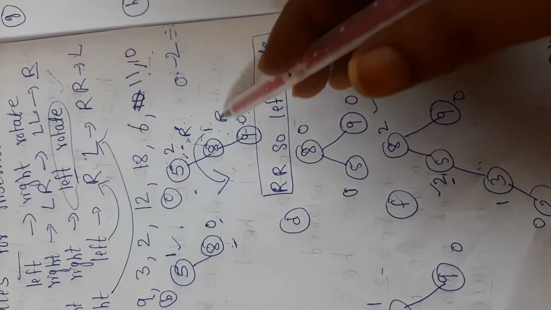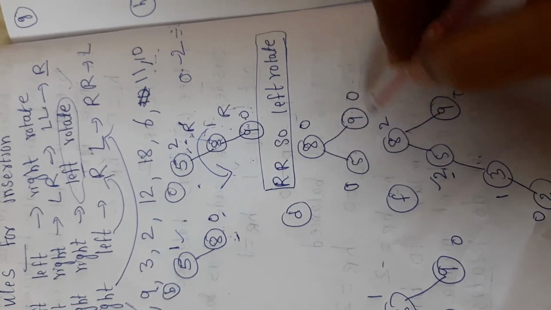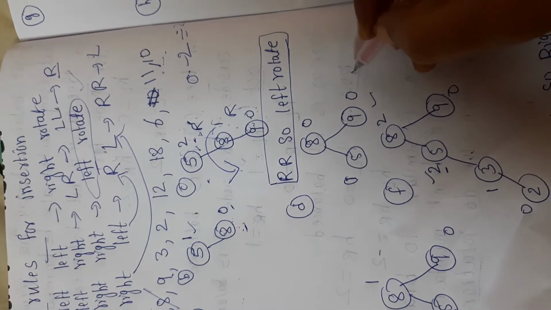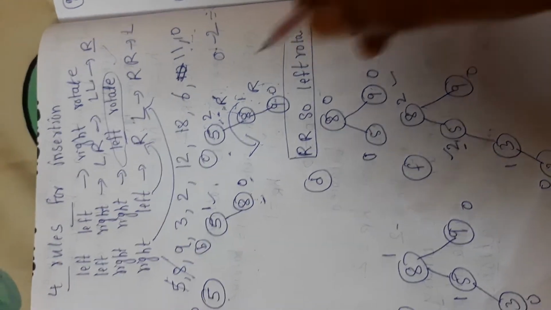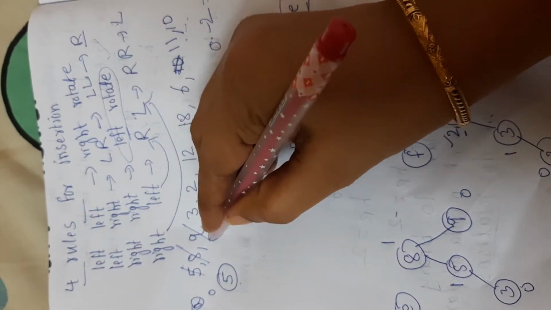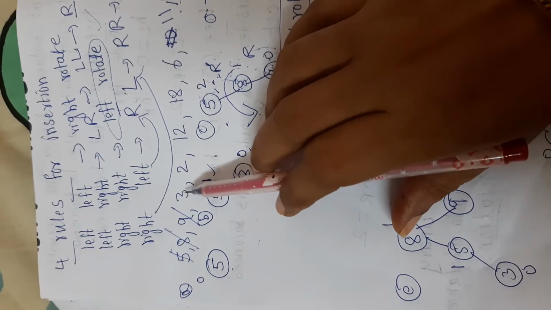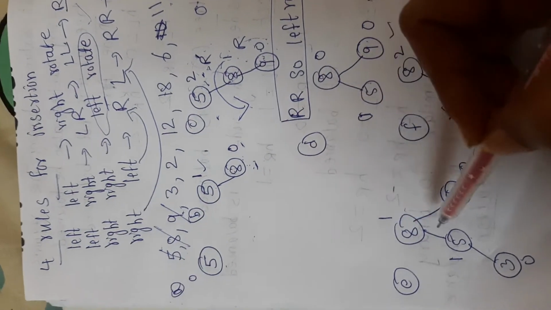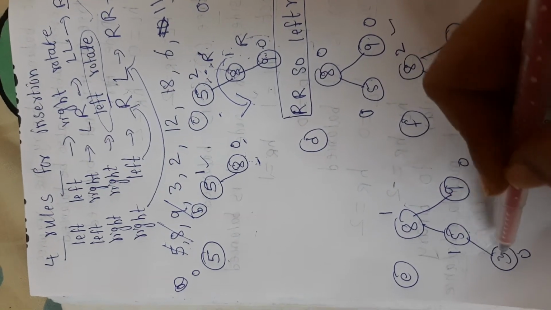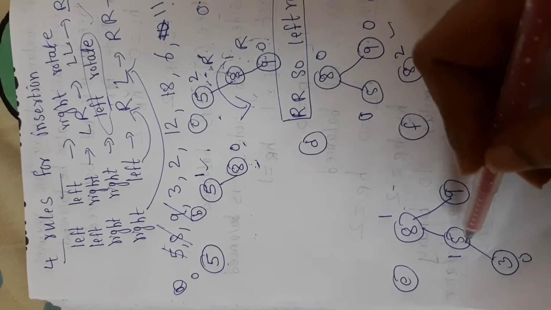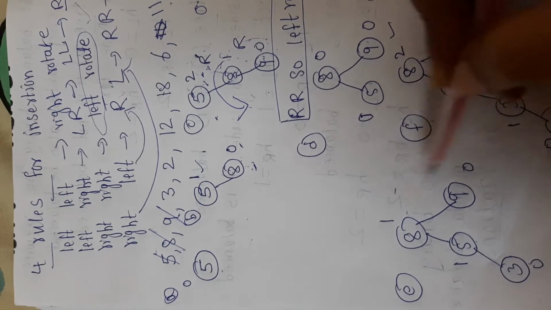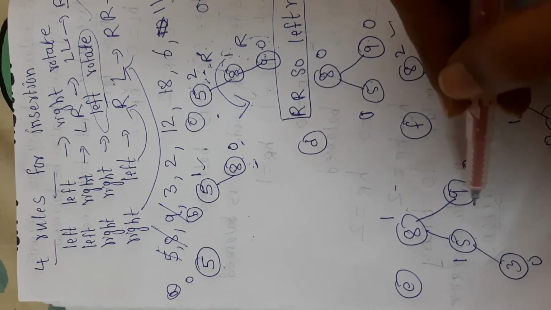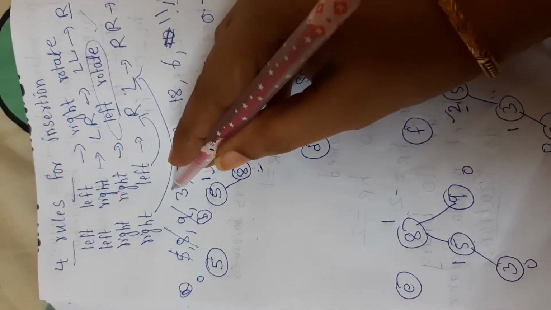Now, again, after rotation, let us check the balancing factor. Again, this is 0. Now, this is 0. So, now this is satisfying. So, we have completed 9. Now, come to 3. Now, you want to insert 3 now. So, 3 is less than 8. So, it will be coming to the left now. So, again find out the balancing factor. Yes. So, everything is satisfying. So, no rotation is required. Now, 3 also we have completed.